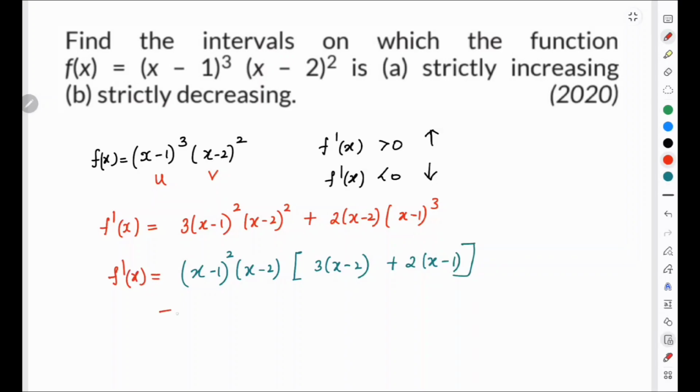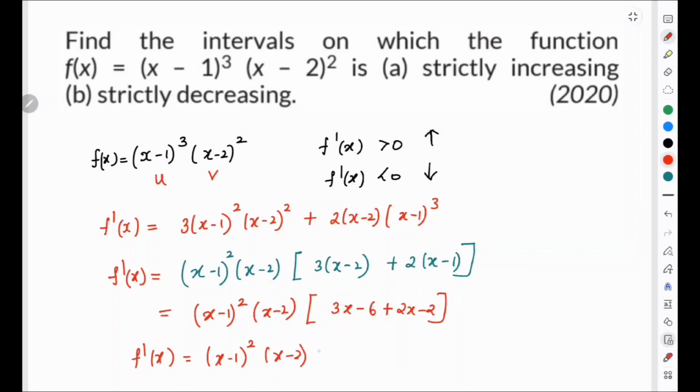On further simplification, we have (x minus 1) the whole square, (x minus 2). So here we have 3x minus 6 plus 2x minus 2. On further simplification, we get f dash of x is equal to (x minus 1) the whole square into (x minus 2) into (5x minus 8).